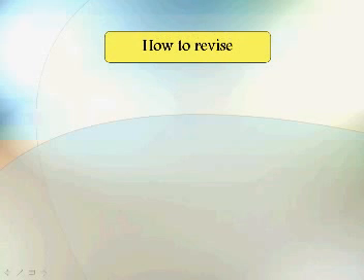Next, we had another topic, which is how to revise. How to revise. What do you think if you have a topic like this? What would you write about? Do you have any ideas to think about how to revise? Yes, think. How to revise. Okay, here we go.